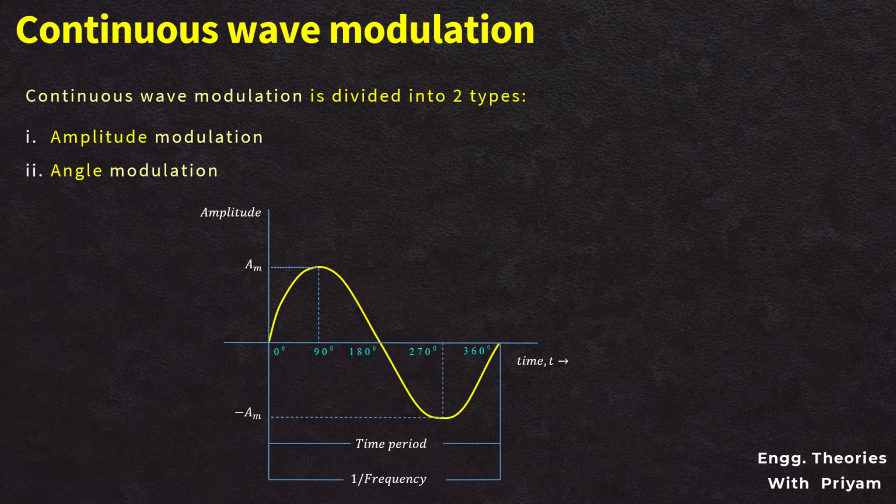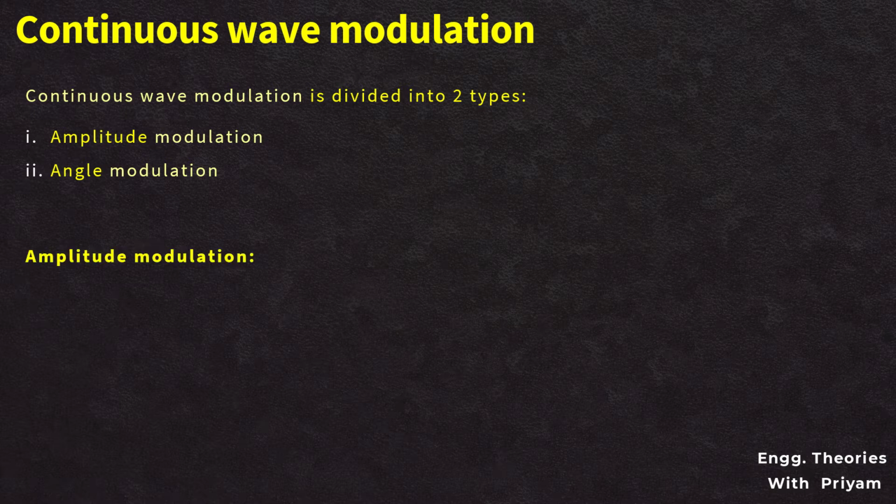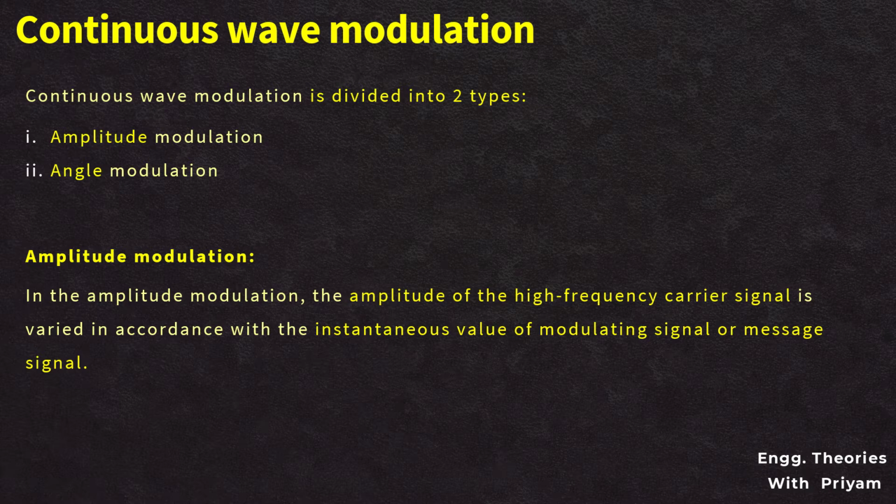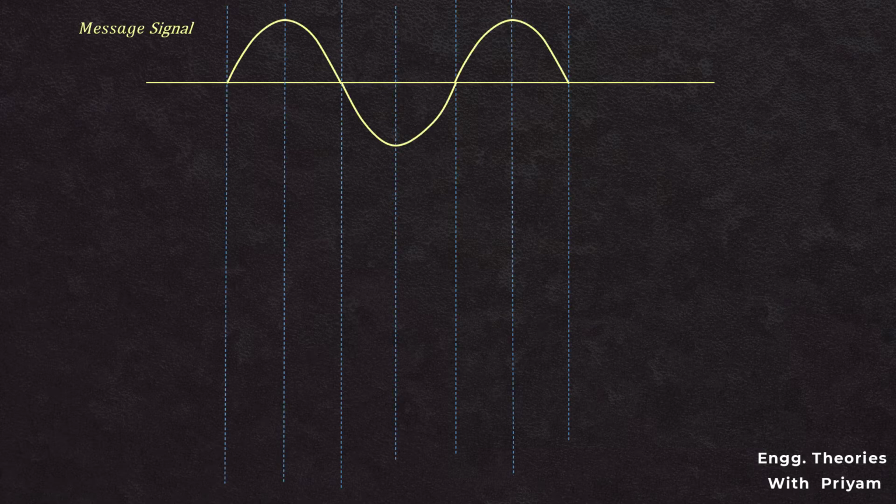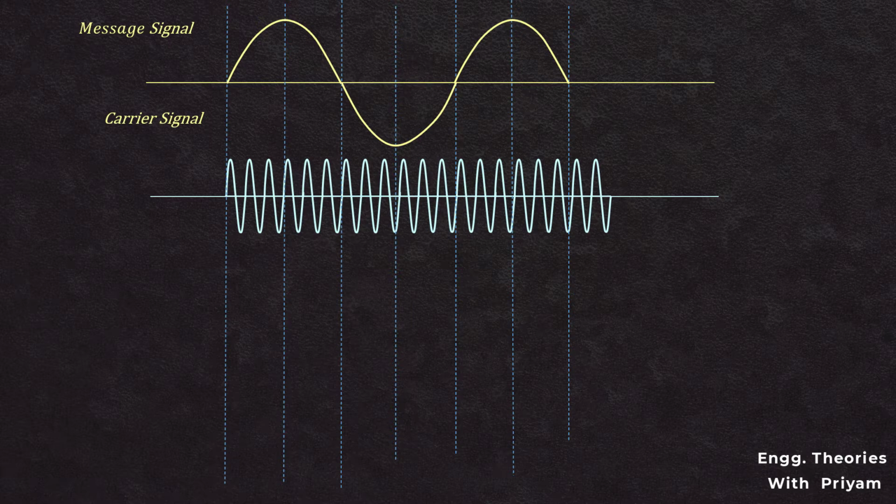So what is the amplitude modulation? In the amplitude modulation, the amplitude of the high frequency carrier signal is varied in accordance with the instantaneous value of the modulating signal. Let us understand what is amplitude modulation graphically. Here, this is a message signal. This is a high frequency carrier signal. Here, the amplitude of the high frequency carrier signal will be varied with respect to the message signal.